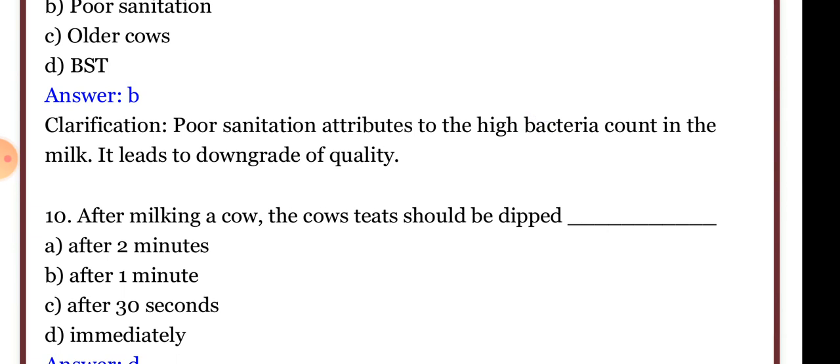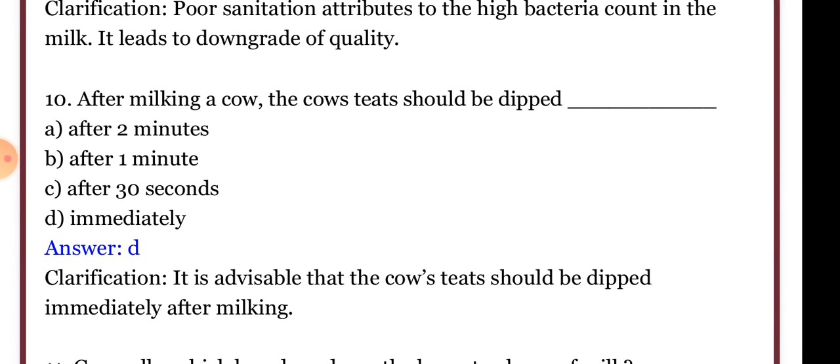After milking a cow, the cow's teats should be dipped immediately. The answer is D. It is advisable that the cow's teats should be dipped immediately after milking.